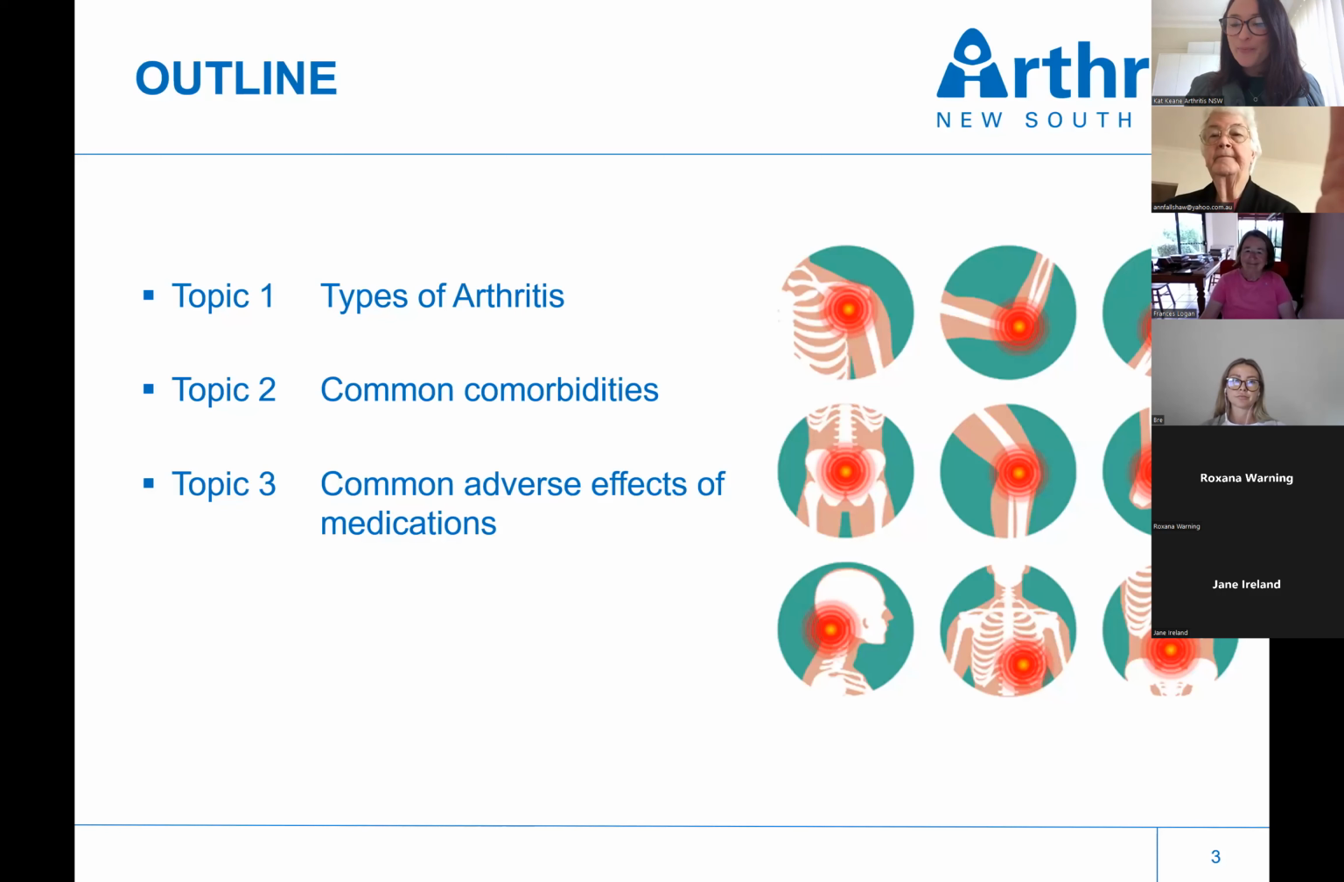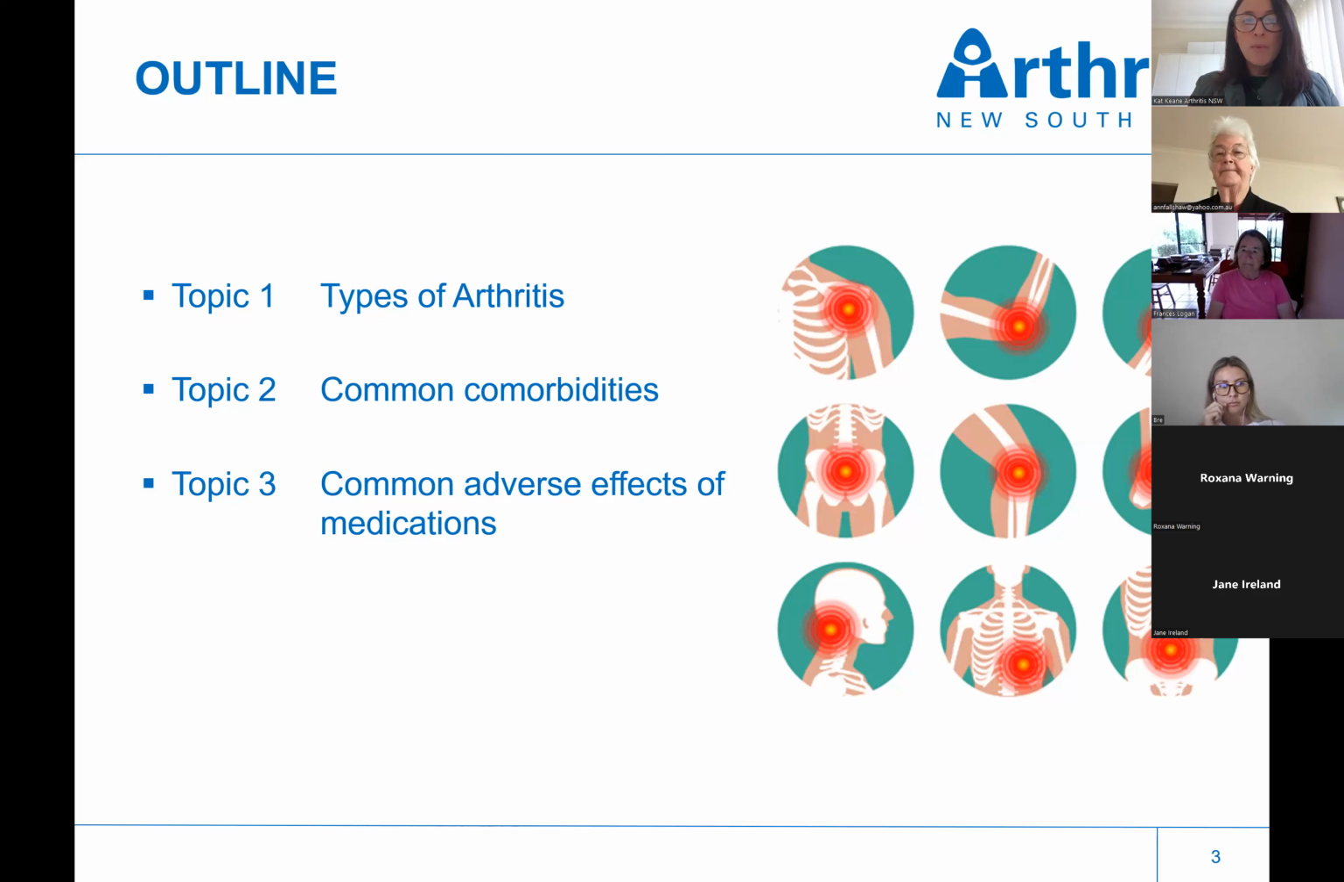Excellent. There we go. Okay, so the general outline here is, as I mentioned in the blurb, we'll be looking at different types of arthritis, not necessarily in depth, but it is nice and interesting to have a look at the different types of arthritis, because there are so many, and actually have a look at where they originated, perhaps the causes behind them.